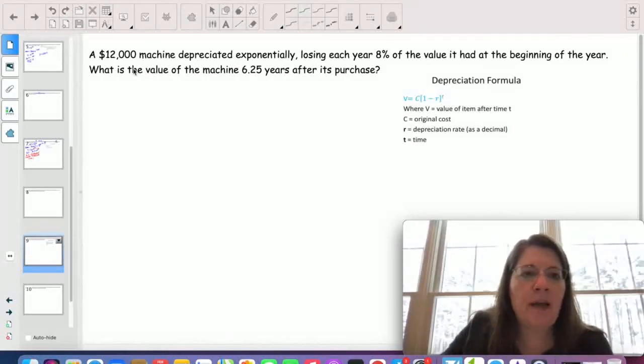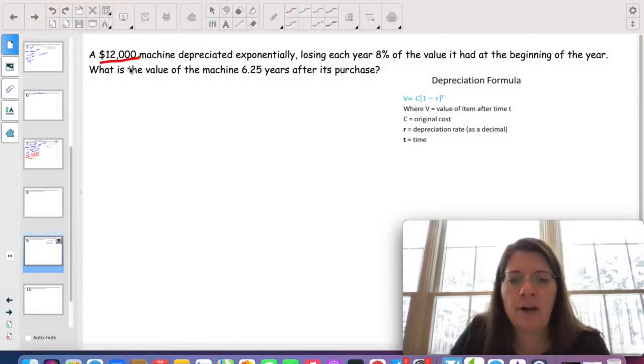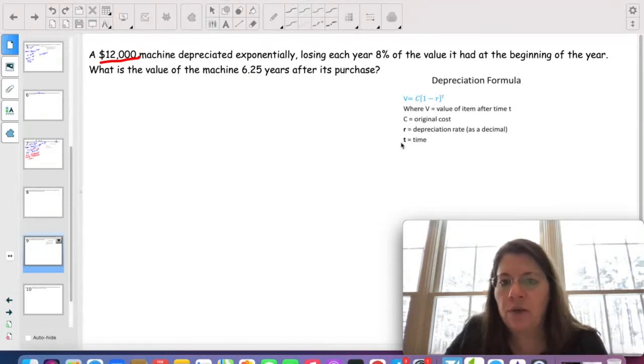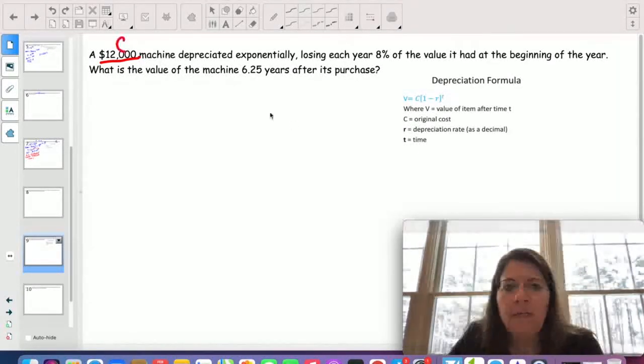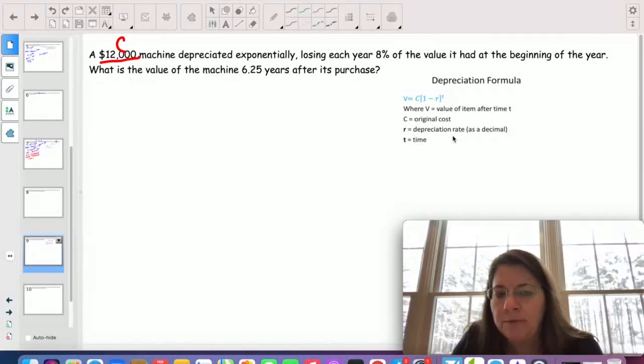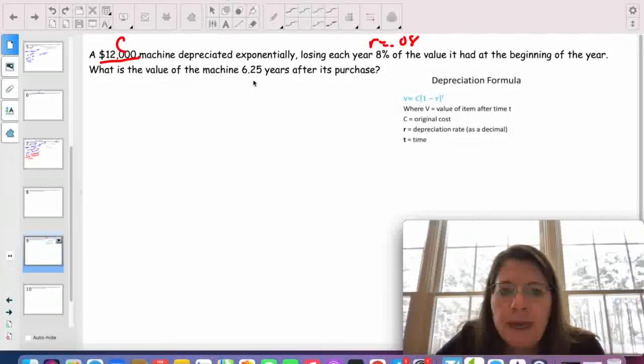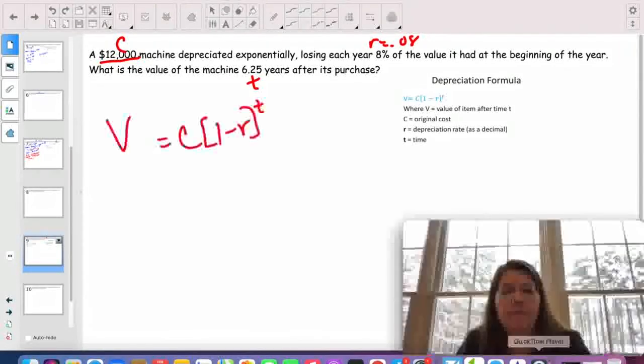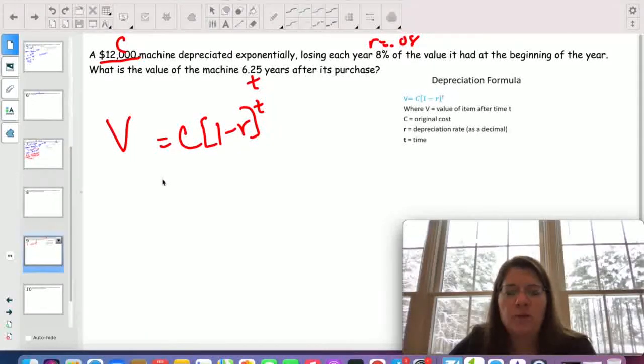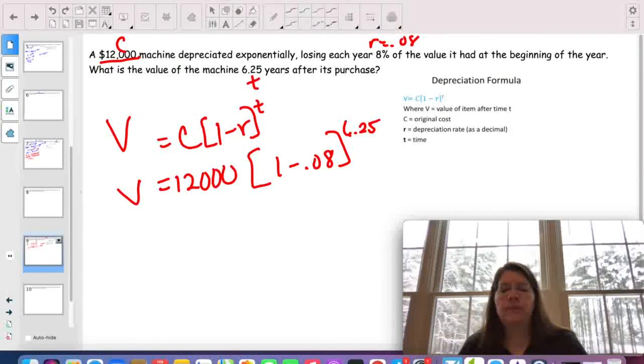A $12,000 machine. So if it's a $12,000 machine, that's our initial investment, our initial cost, original cost. That would be our C value. It depreciates exponentially, losing each year 8% of its value. R then is 8% or 0.08 as a decimal. What is the value of the machine 6.25 years after its purchase? So T is time. The 6.25 would be our T value. V, the value, equals C times 1 minus R to the T. If I plug in, my initial cost was $12,000. I have a 1 minus, our rate is 0.08, and our time is 6.25.